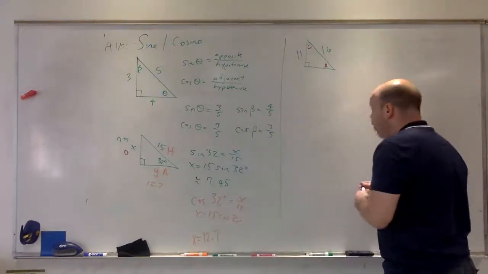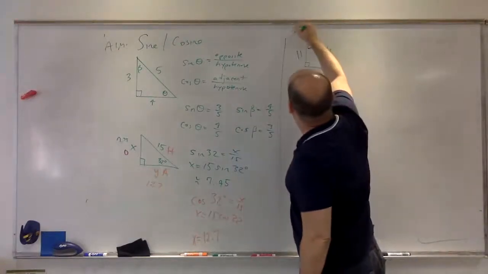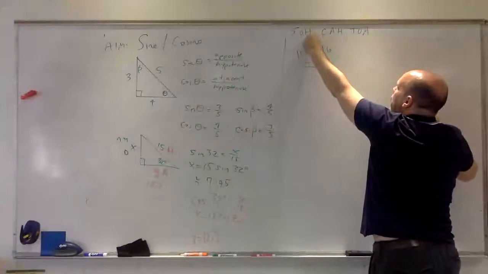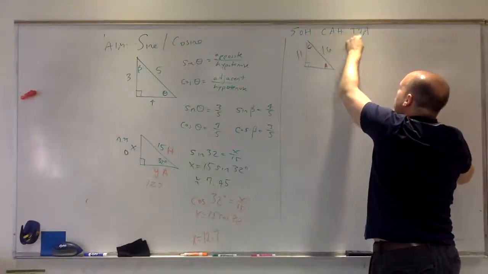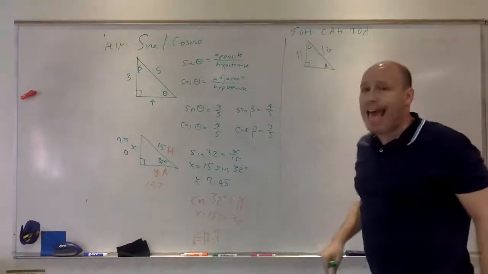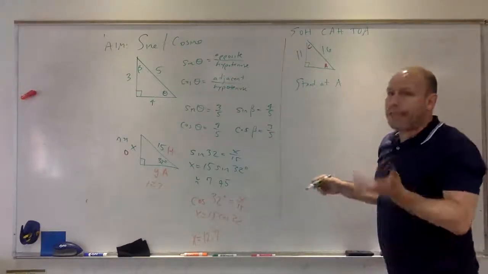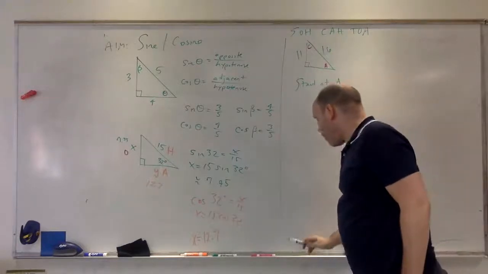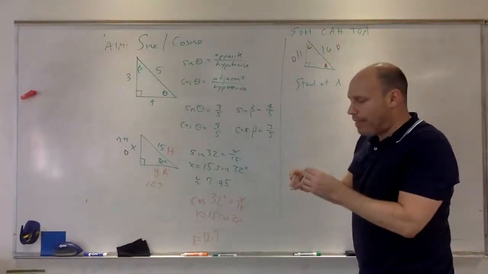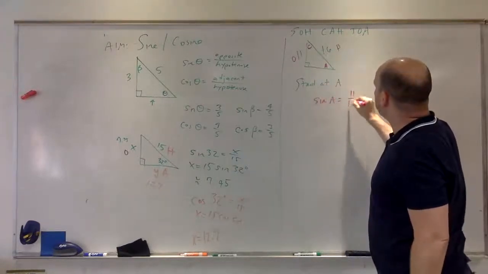because you can use SOH CAH TOA. Sine is opposite over hypotenuse, cosine is adjacent over hypotenuse, tangent is opposite over adjacent. So we have our structure here. I'm going to stand at A. What is given? If I'm standing at A, then I have the opposite over the hypotenuse. So I can say the sine of A is equal to 11 over 16.